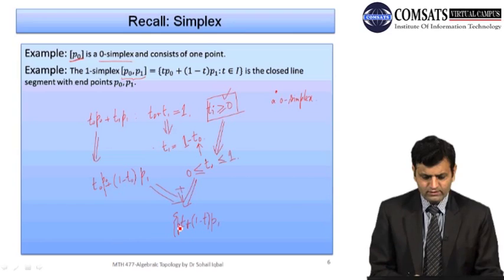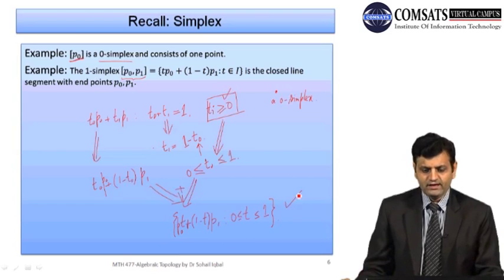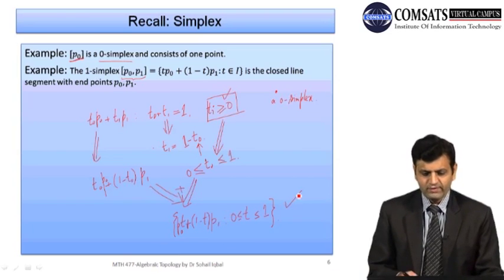So t P0 plus (1 minus t) P1, and this t varies between 0 and 1. So this is the one simplex generated by 2 points. And what is this geometrically?